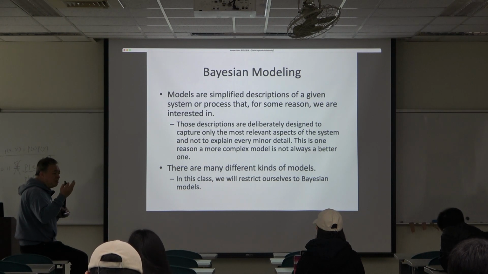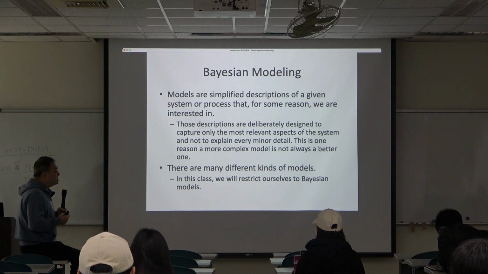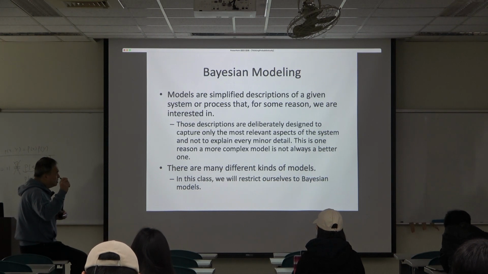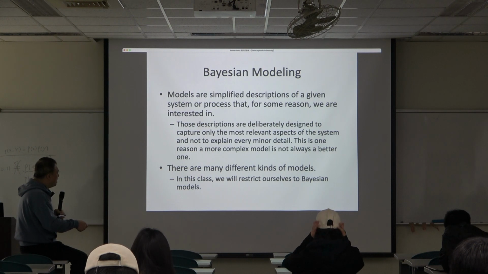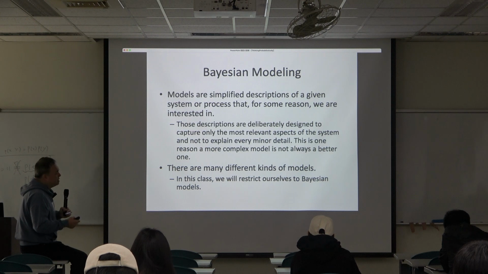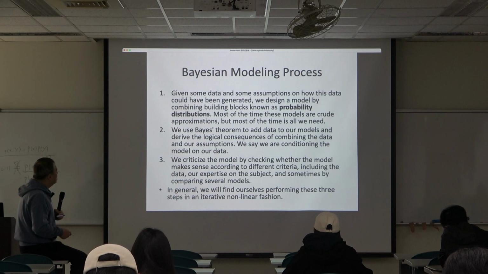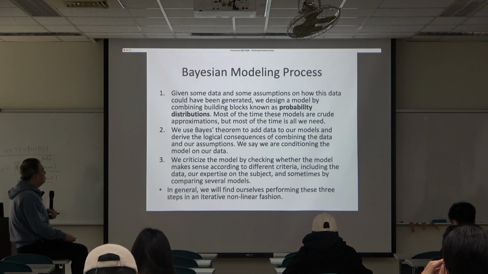That's fine. Remember, in this class the models we are considering are probabilistic, and you can take those minor factors into account because the model is probabilistic. The probabilistic aspect can be considered as the impact from those minor factors. So this is one reason a more complex model is not always a better one: it lacks explanation and is not easy to work with. There are many different kinds of models, obviously, but in this class we'll restrict ourselves to Bayesian models. So here's the Bayesian modeling process.